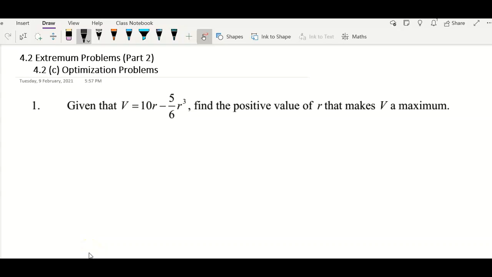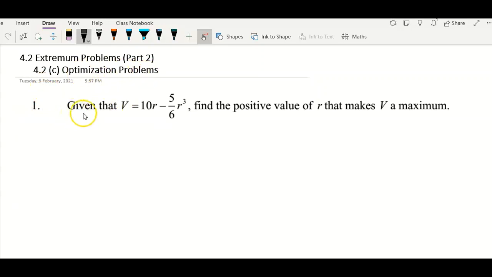Hello everyone. Now we are at the 4.2 experiment problem part 2, continuing from the previous video, which was the experiment problem part 1. So here I have a few questions on optimization problems.